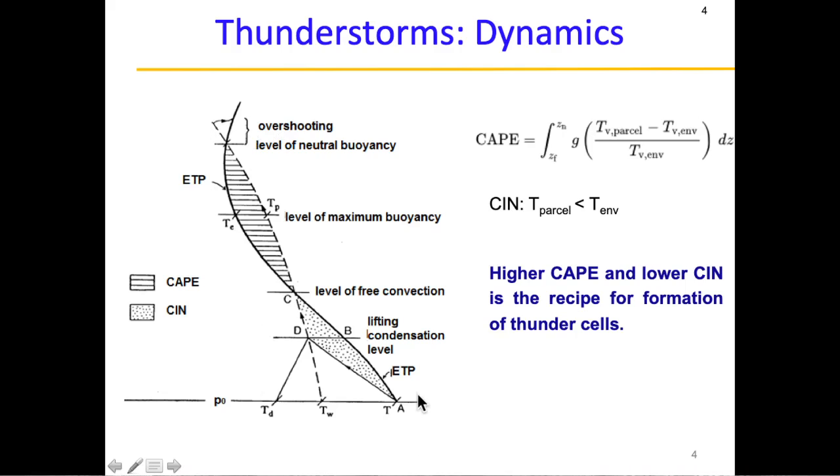So what is needed is higher CAPE, of course, because higher CAPE means the parcel has the potential to go to higher levels and form tall clouds. But the other thing is lower CIN. So the CIN cannot be very high, in the sense that the environment cannot be at a very large temperature for a very long distance in the vertical direction. So the CIN has to be very small, because the parcel has to move up. It has to cross that particular threshold, so that you get to this level of free convection, and then the CAPE takes over and does its job.